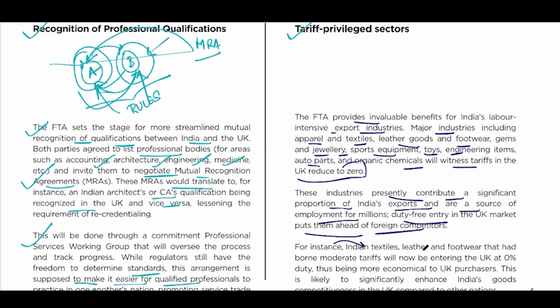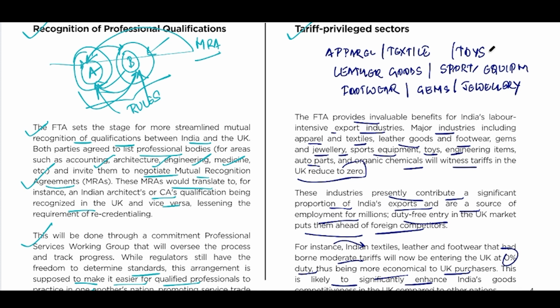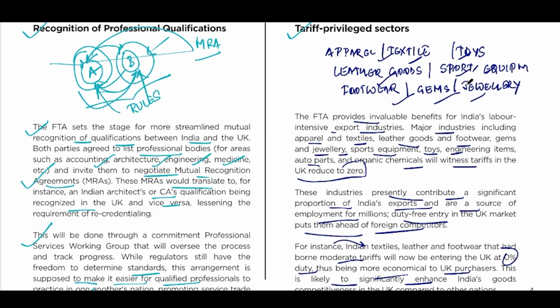For instance, Indian textiles, leather, and footwear that had attracted moderate tariffs will now be entering the UK market just like UK products, at 0% duty, thus being more economical to UK purchasers. This is likely to significantly enhance India's goods competitiveness in the UK compared to other nations. So these are tariff privileged sectors. So you can see apparel, textiles, toys, leather goods, sports equipment, footwear, gems and jewelry.